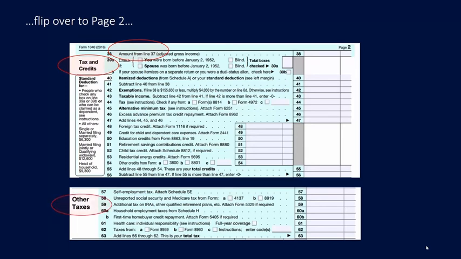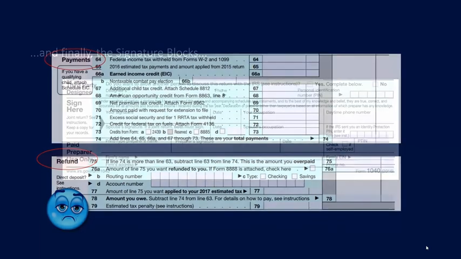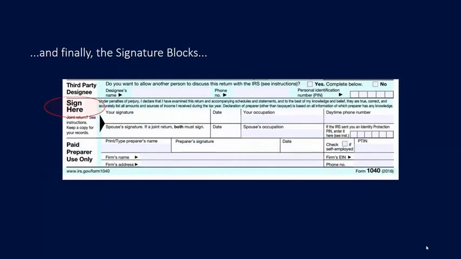The next section, other taxes, is where we would calculate other taxes on our return, such as self-employment tax if we owned a business. Line 63, this is where we would calculate the total tax on our tax return. Next, we come to the payments section, lines 64 through 74. And then, if we're owed a refund, we calculate the refund, or if we have an amount due, we calculate the amount due on the return. And finally, the signature blocks. This is where you would sign and date your return.